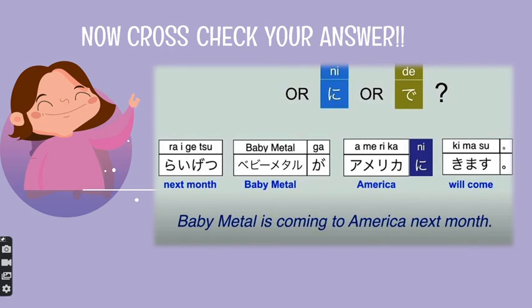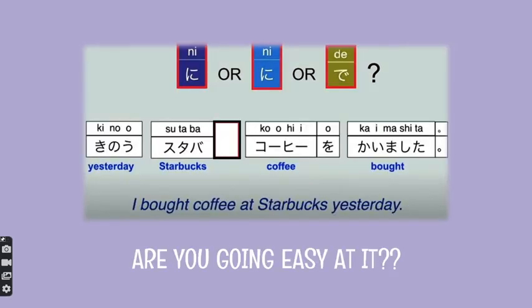来月、ベビーメタルがアメリカに来ます。Okay, now if you don't understand why I have used ga for Baby Metal in this case, you can check out my video where I have explained the particle ga and its uses, where to use ga and where to use wa. Okay, basically you can say here I use ga to show more emphasis. Where is she coming is not so emphasized, but who is coming is emphasized. Okay, now let's move on to the next sentence. I bought coffee at Starbucks yesterday.